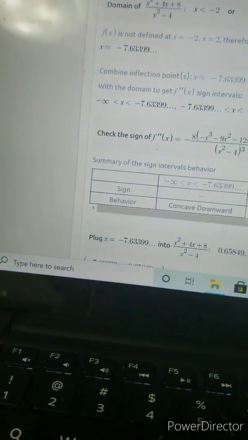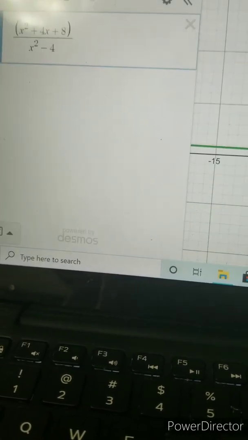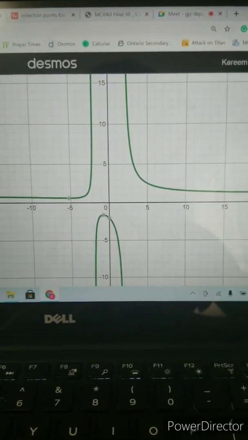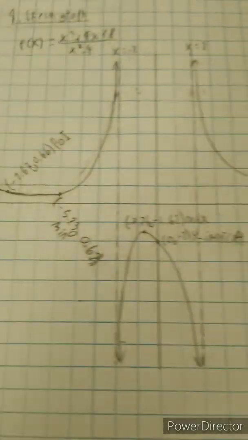So yeah, essentially that's just my work proven, and we're coming right into 5 minutes, so just quickly wrapping things up. This is the graph, and this is my graph.